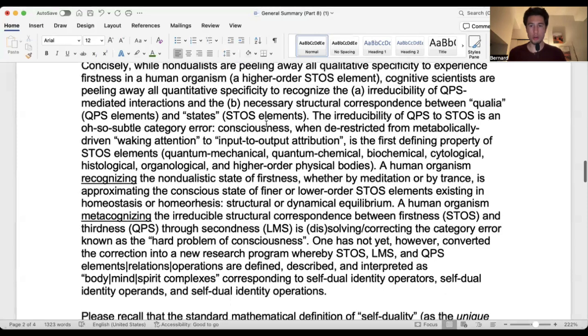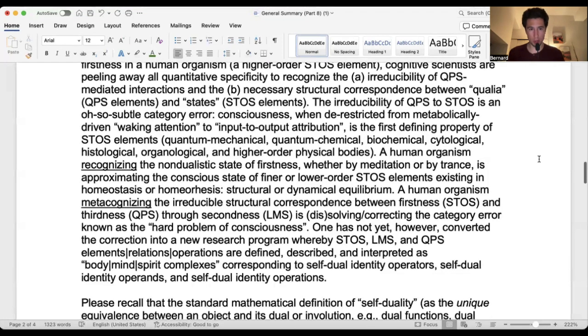Okay. Now, the irreducibility of perceptions to states is an oh so subtle category error. We're not supposed to reduce, we're supposed to structurally correspond, right? When we de-restrict consciousness from metabolically driven waking attention, which is organization and complexity specific, to input to output attribution, which basically applies to every single body there is, that's the defining property of STOS elements, whether they're quantum mechanical, quantum chemical, biochemical, cytological, histological, organological, etc., then we can start to really work with a generalized form of panpsychism.